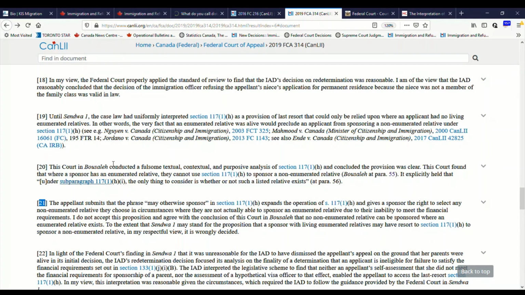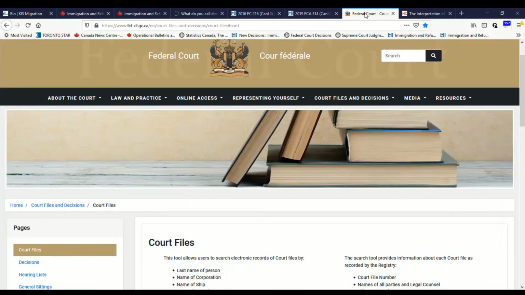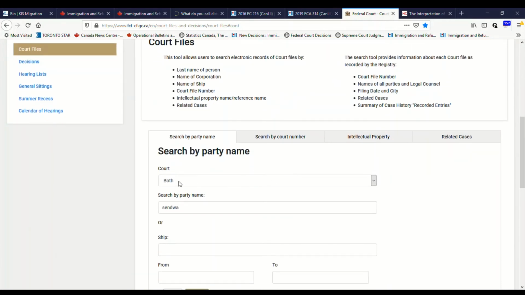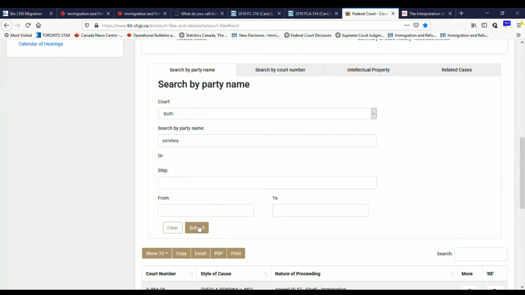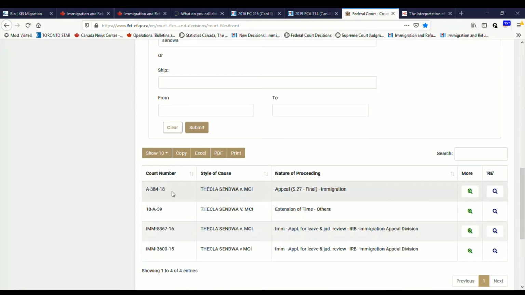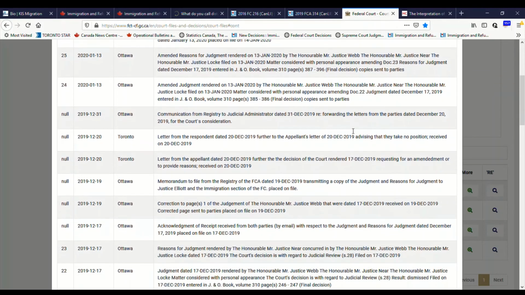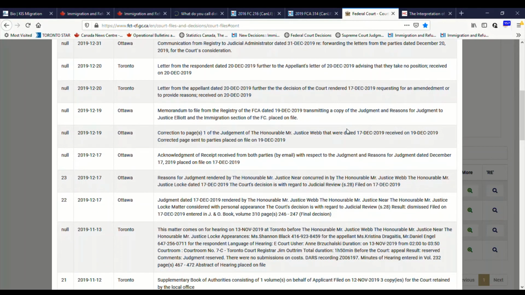If you want to have a look at the background of what's going on at the federal courts, you can investigate on their websites and go under Court Files, put in both courts, meaning Federal Court and Federal Court of Appeal, type in SENVA and then click on Submit. And the first one here is the FCA decision. You'll click on the Read button, and there you can see the entire process of the case. So important to us is to find when it was decided, which was December 17th here.